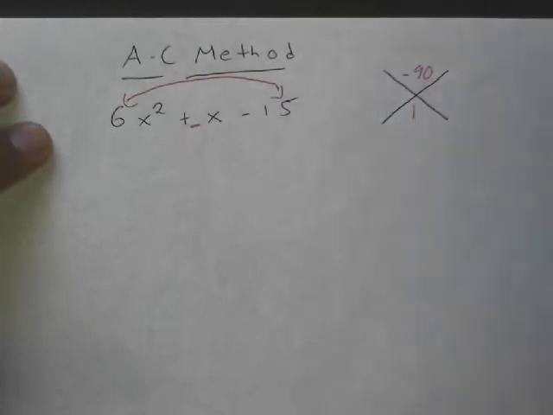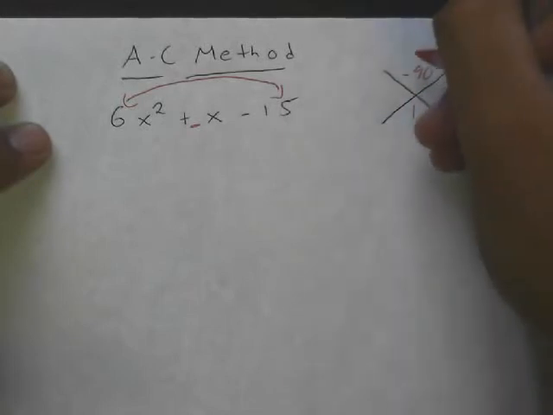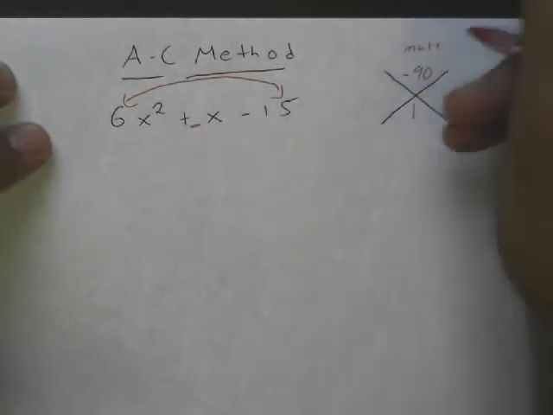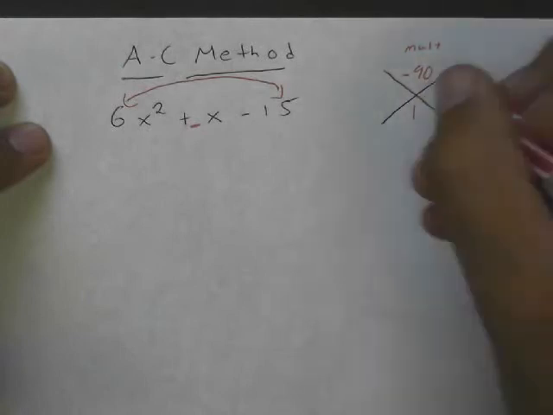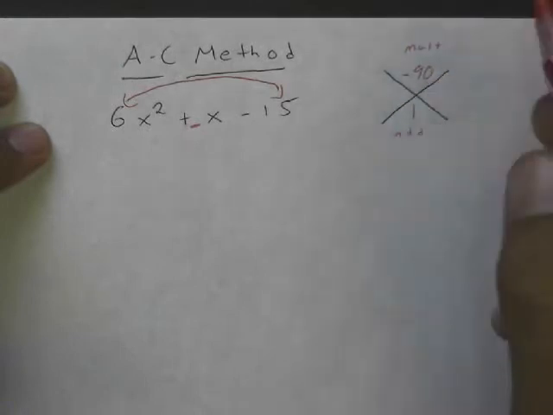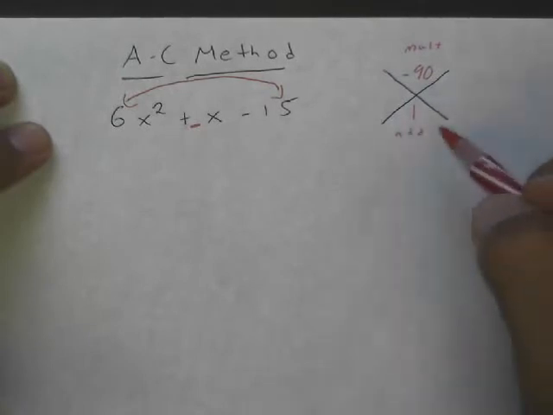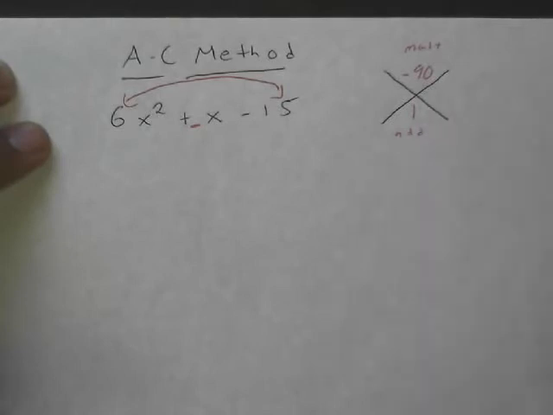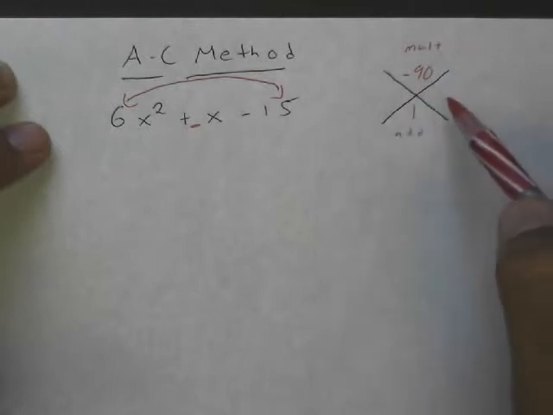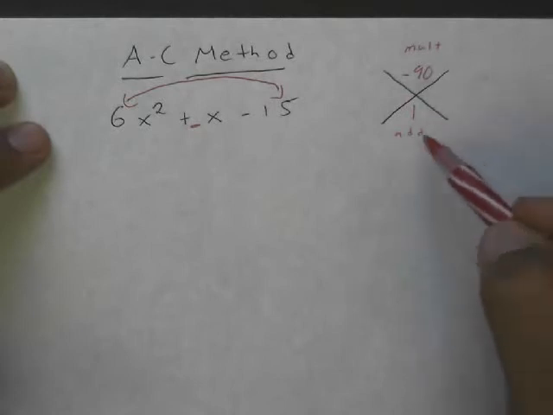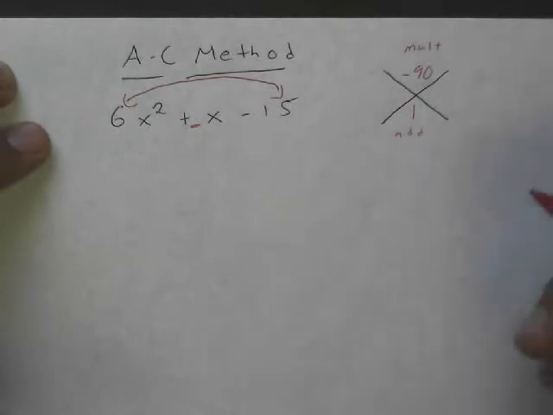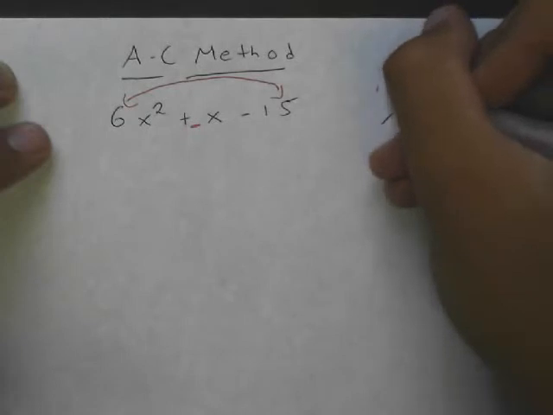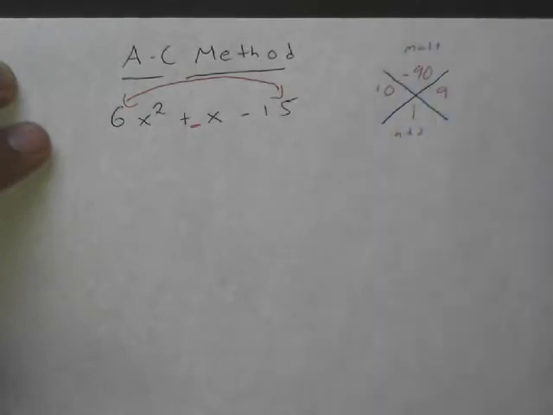Now, what I'm looking for are numbers that are going to multiply to that top number and add to that bottom number. So I'm looking for factors of 90 that add to positive 1. Now I could run through some numbers. I could run 2 and 45. That doesn't add to 1. I can do 3 and 30. Doesn't add to 1. I could run through my options until I finally land on 10 and 9.